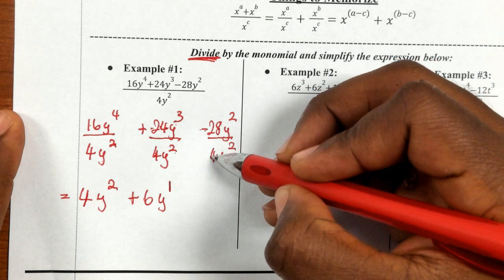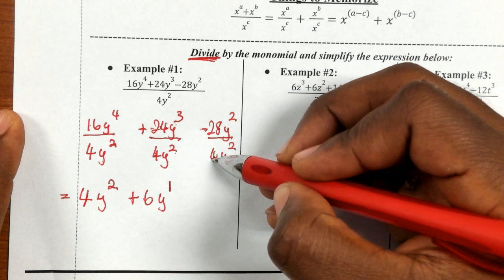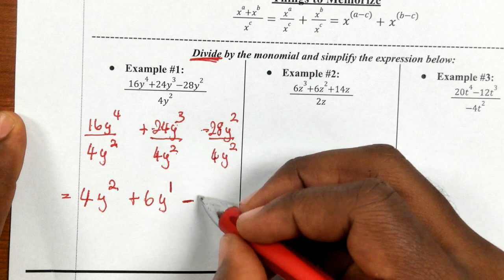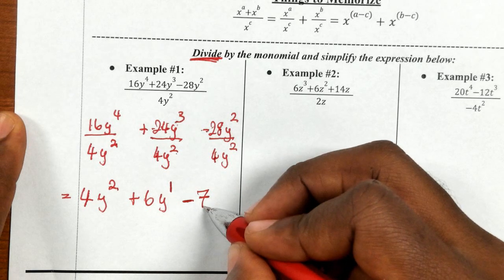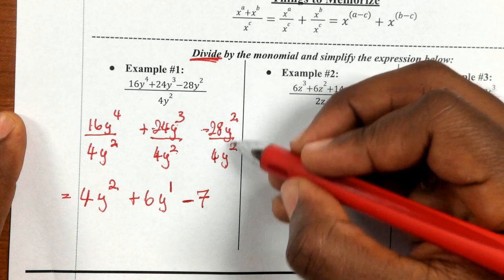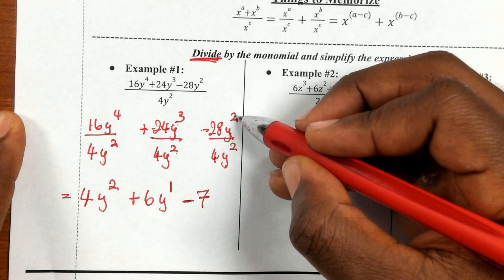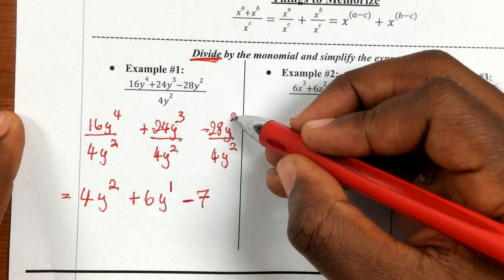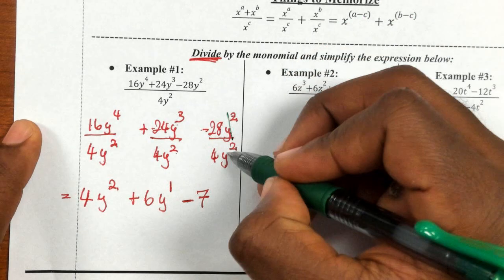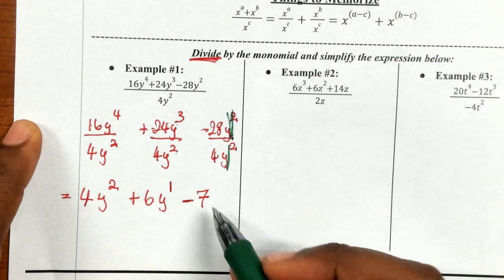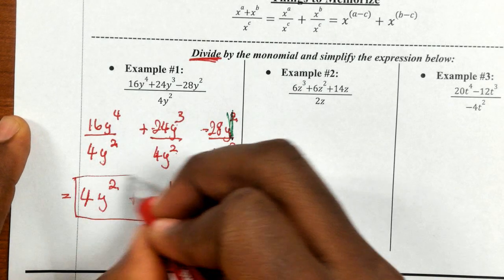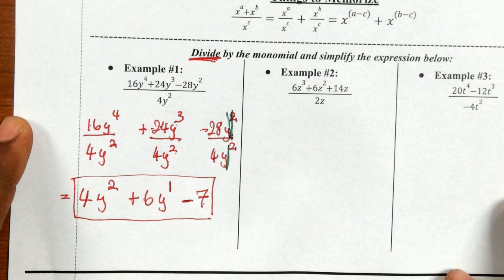Now I'm going to divide here. Negative 28 divided by a positive 4. A negative divided by a positive is a negative. 28 divided by 4 is 7. So a negative 7. Y squared divided by y squared. So again, when you divide things that have the same base, you subtract the exponents. 2 minus 2 is 0, or they cancel each other out. So I just have negative 7. And this is the answer. So let's try the next one.